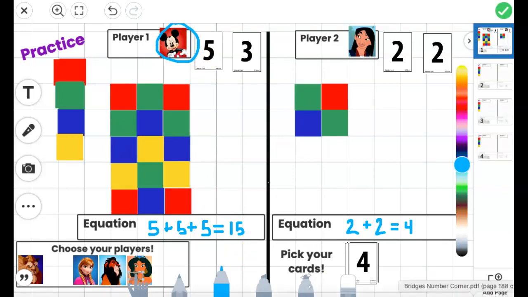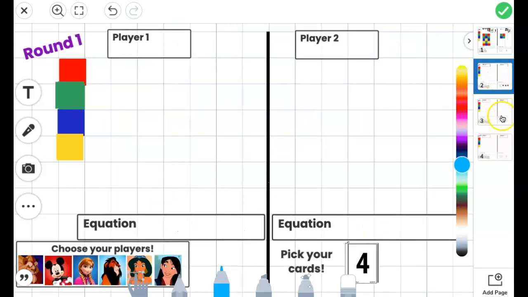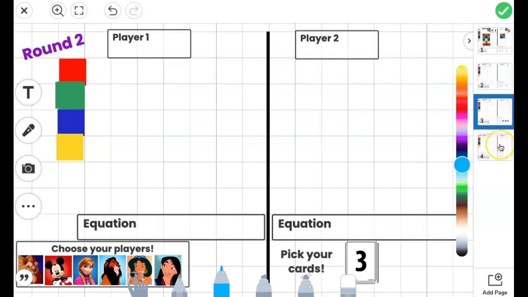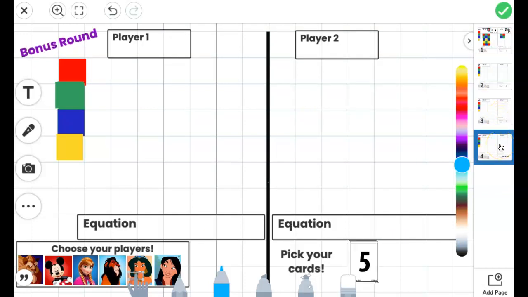Thank you for playing the rows and columns game with me. You can erase your boards and you can play the next 2 to 3 rounds on your own. Choose your characters, pick your cards, and if you want, you can play a bonus round on page 4.